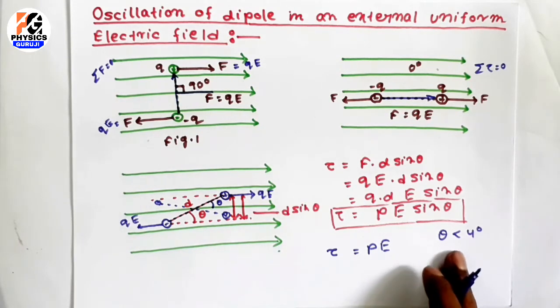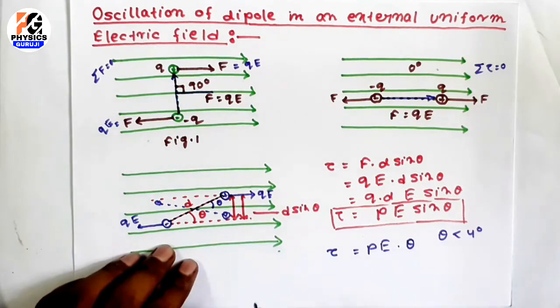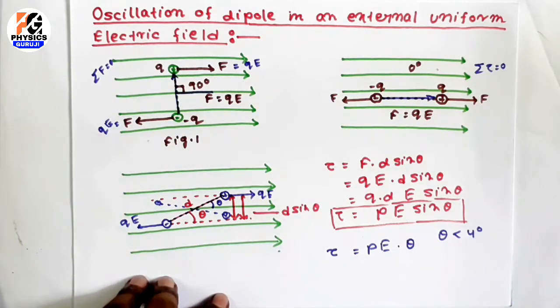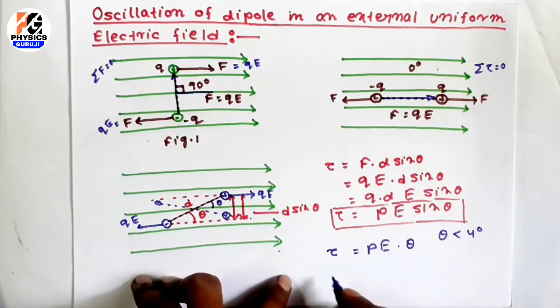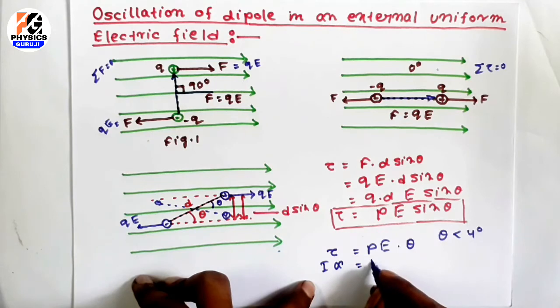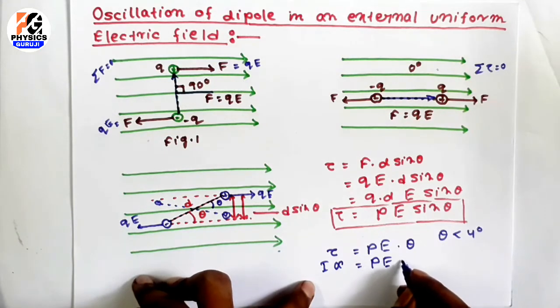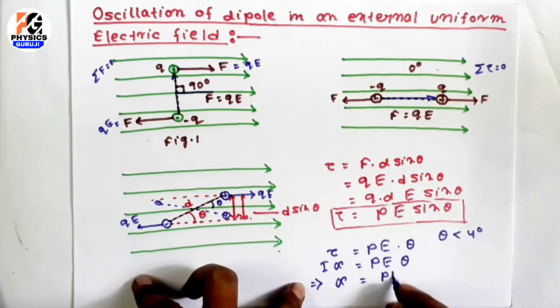In that case the torque is PE sin theta, and you know that for theta very small, sin theta can be written as only theta. Now we can say that torque equal to I alpha, where I is the moment of inertia and alpha is the angular acceleration, is equal to PE into theta. Or we can write that alpha is equal to PE by I, the moment of inertia, into theta.